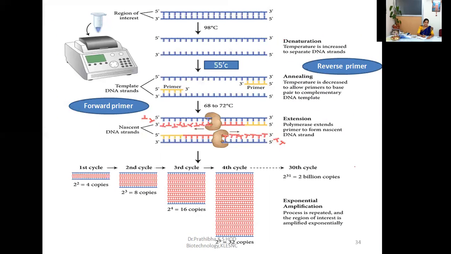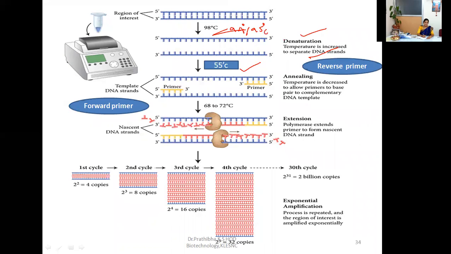And here also you can make out, okay, based on the PCR kit and machine, sometimes the temperature may vary, but don't worry, okay? You can write either 94 degrees Celsius or 98, or some of the books also mention 95. Any one you mention, okay? Don't panic. At this particular temperature, the denaturation temperature is increased for the separation of the DNA strands, then reduced to 55 degrees Celsius.